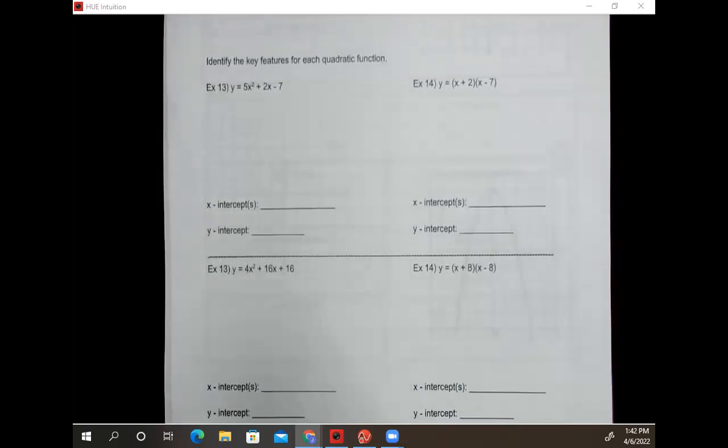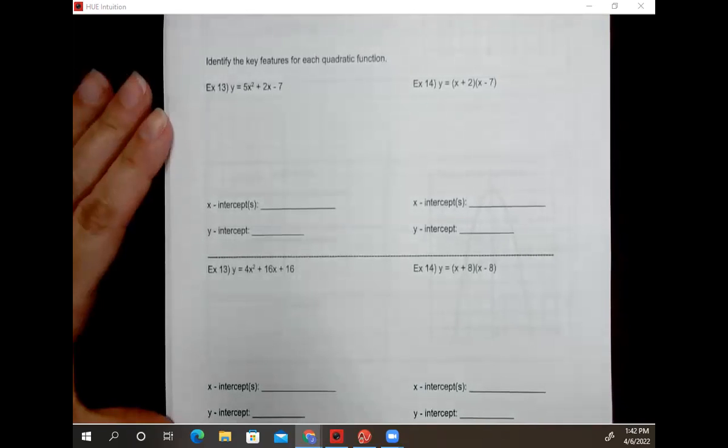I know you may not be quite finished yet, but I do want to take a look at these together before the end of the period. So let's go ahead and look at number 13. What form is this in right now?